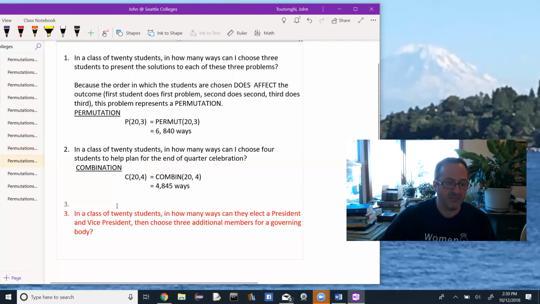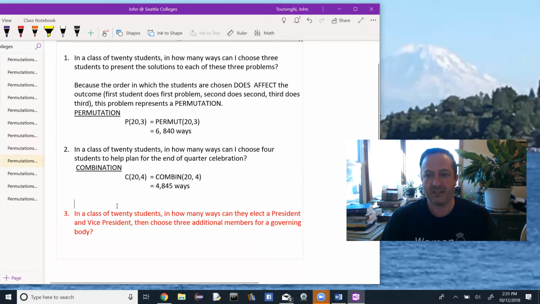In the third example, we have a class of 20 students and we want to know how many ways we can elect a president and a vice president, and then choose 3 additional members for a governing body. Whenever things are going in a first and second position, that is a permutation. So in this case, we have a president being selected first and then a vice president being selected second. So that clearly is a permutation for those two people. For the remaining 3 choices, we're choosing a governing body. So when those 3 people are chosen, the order in which they're chosen should not affect the outcome.